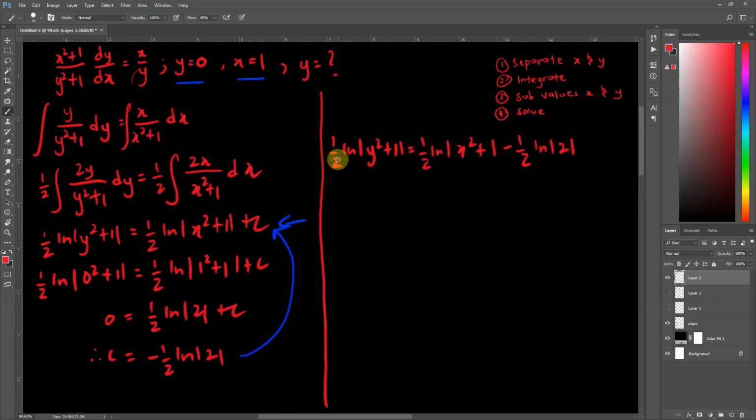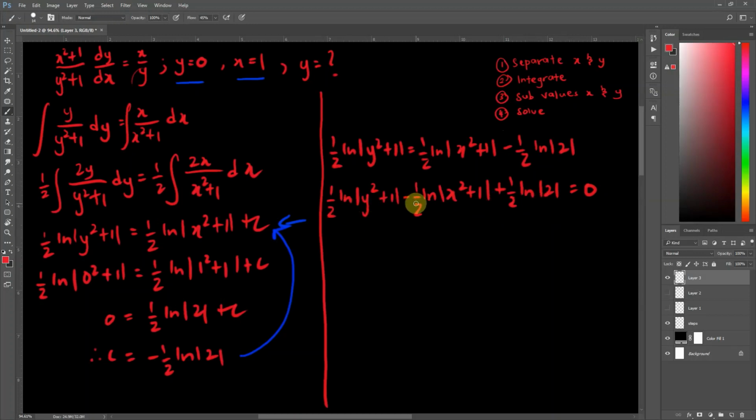Okay, so now we see that everything is half ln, so we can combine them all together. First bring this to the left side, also this to the left side. So it's going to be half ln of y squared plus 1. This is plus, so bring to the left side, becomes minus half ln of x squared plus 1. And then bring this to this side, this is minus, becomes plus half ln 2 equals 0.